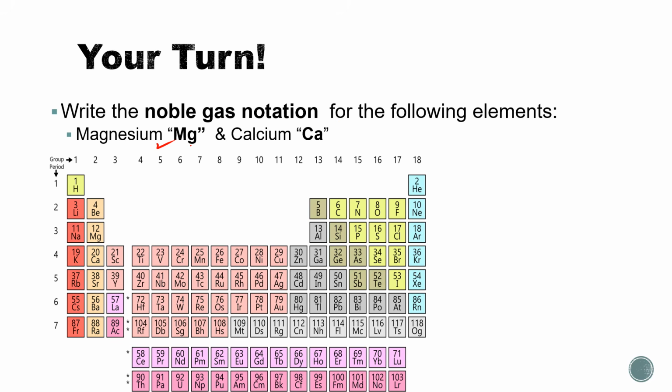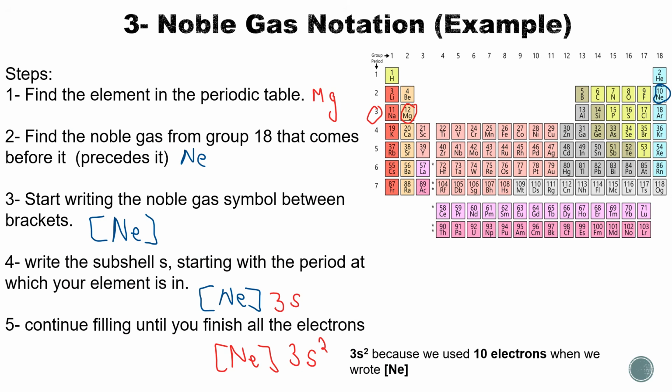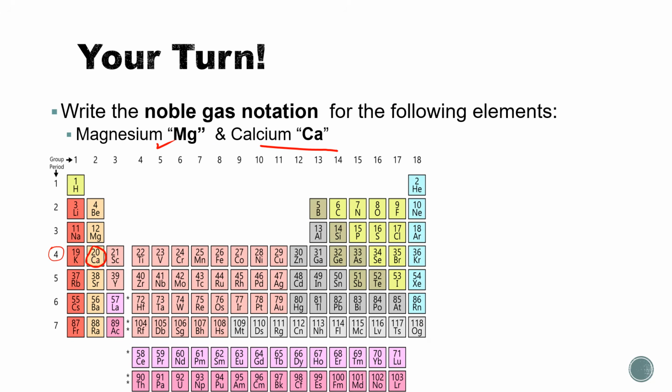So write down the noble gas notation for the following elements. So we already did magnesium. Let's do calcium. So what was the first step? The first step, find the location for calcium. So it's in period 4, right? Then find the noble gas that comes before it. What's the noble gas that comes before Ca? It is Ar. Ar comes before Ca in the periodic table, right? If we go backwards, we get to Ar. So we will write Ar.